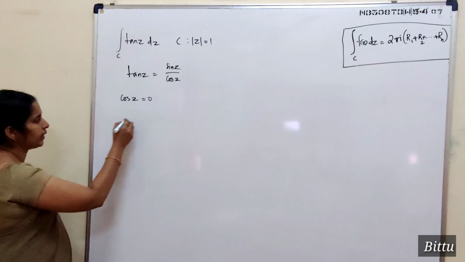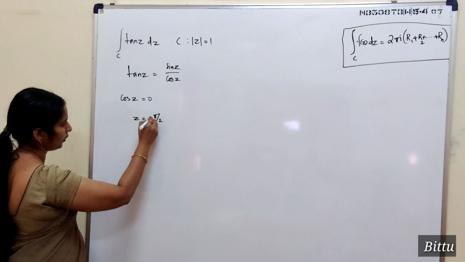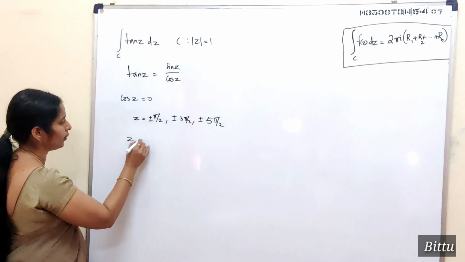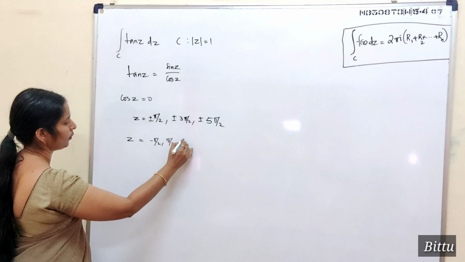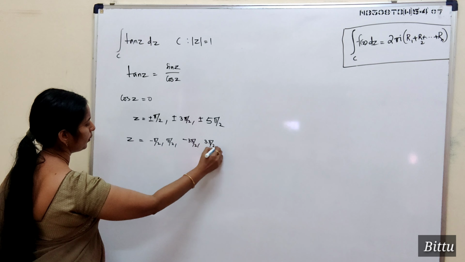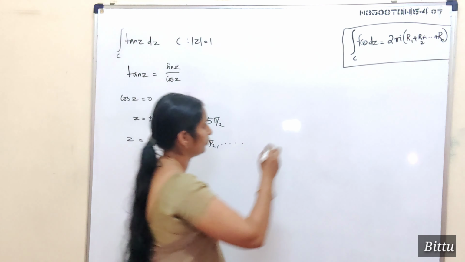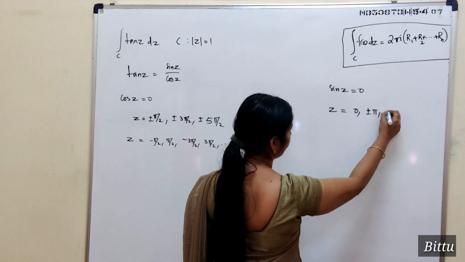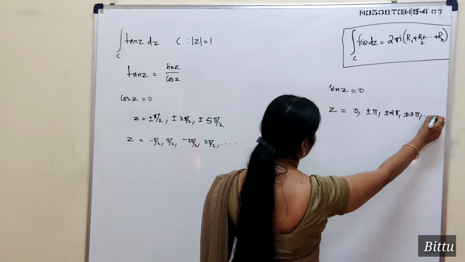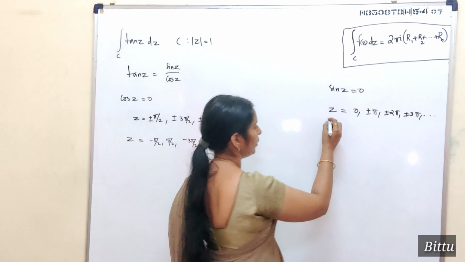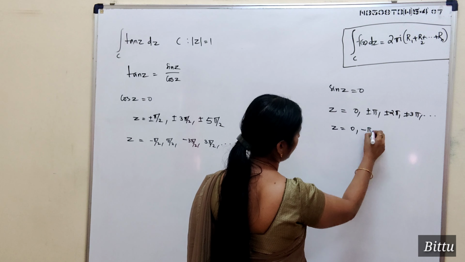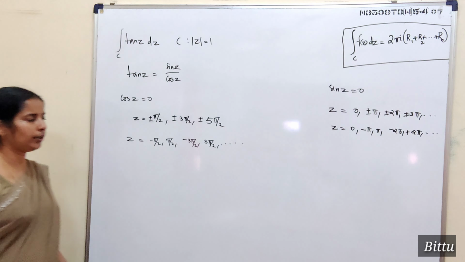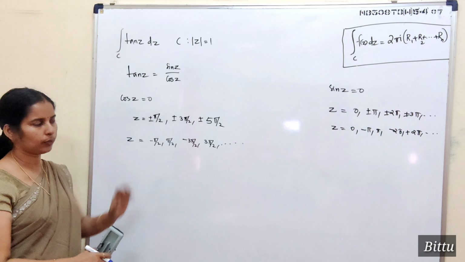Cos z is 0 for z equal to plus or minus pi by 2, plus or minus 3 pi by 2, plus or minus 5 pi by 2, etc. That is, z values are minus pi by 2, plus pi by 2, minus 3 pi by 2, 3 pi by 2, etc. You have to remember sin z is 0 for z equal to 0, plus or minus pi, plus or minus 2 pi, plus or minus 3 pi, etc. You know sin z is 0 for z equal to n pi. For these values sin z is 0.